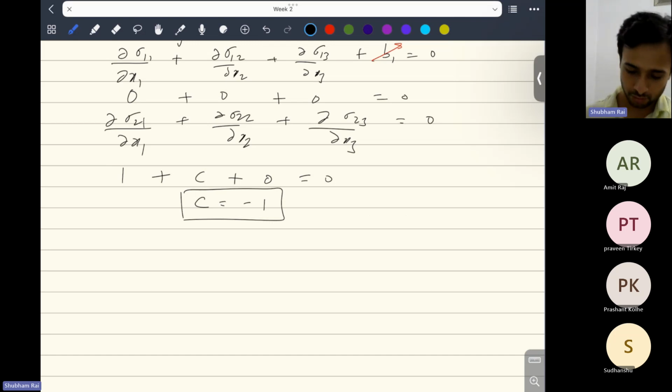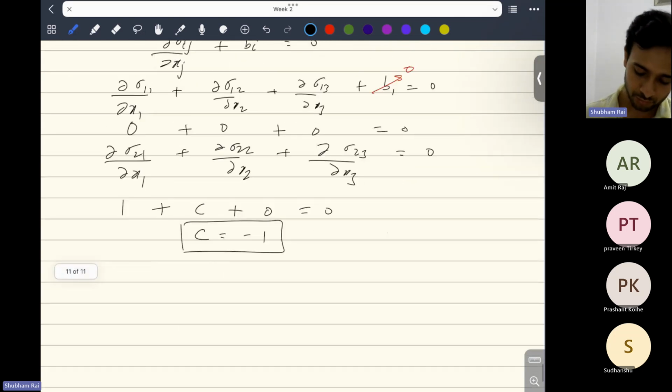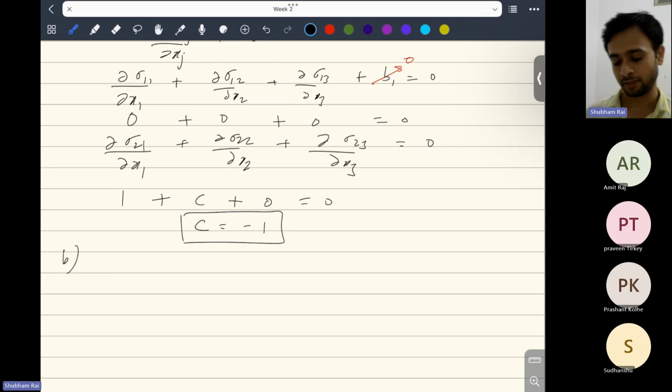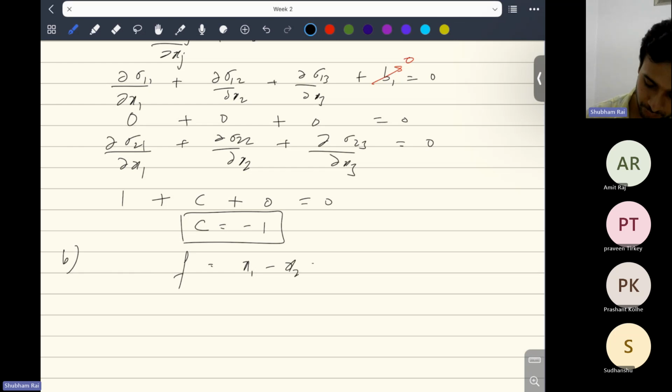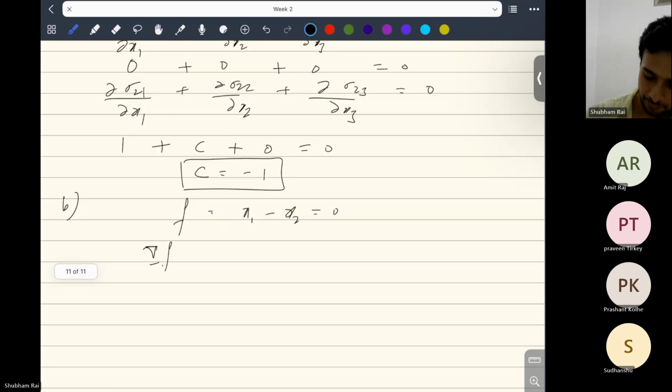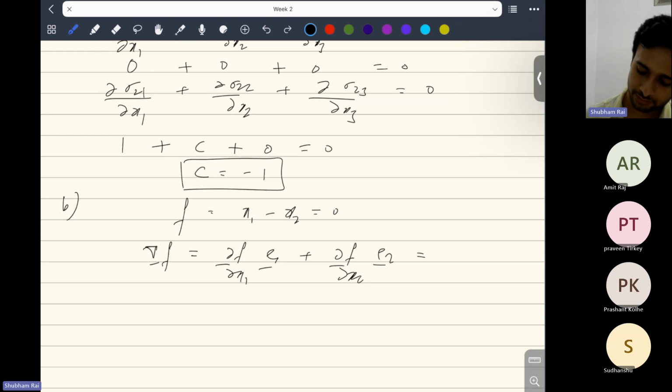So let's go to the next part. We have to find the values of A and B also. So we have the value of C, and to find the values of A and B, we'll have to find the traction vector and put the condition that on that plane the stress is 0, the traction is 0. Okay, so let's find out the unit normal. Let's find the gradient of that f. So f is x1 minus x2 equal to 0. So the gradient of f is del f by del x1 e1 plus del f by del x2 e2. So del f by del x1 is 1, so that is e1 vector, and del f by del x2 is minus 1, so that is minus e2 vector.